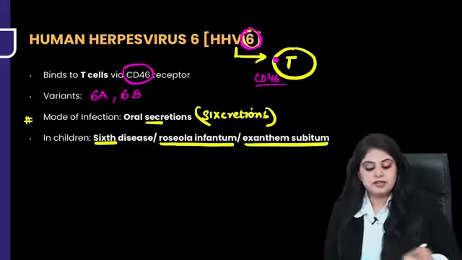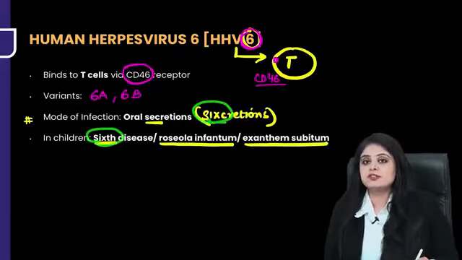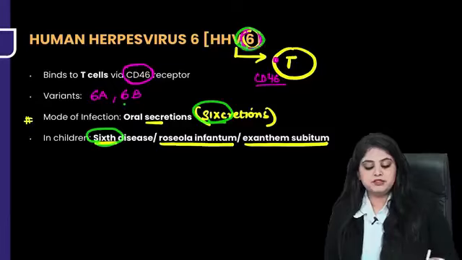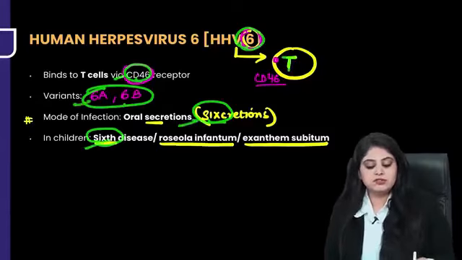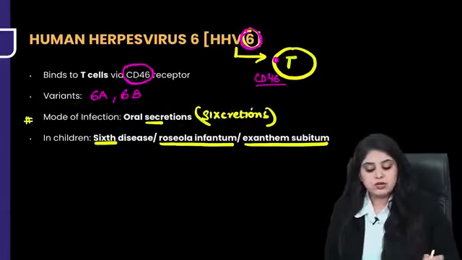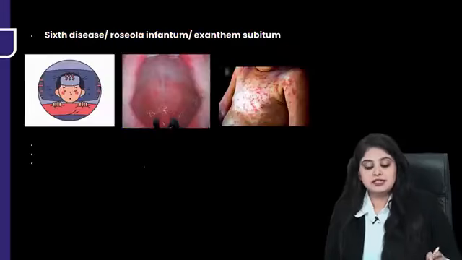I'll repeat it once again. When we talk about the 6th disease, it is transmitted by 6 secretions or secretions. It is human herpes virus 6, which has 6A and 6B. It is going to enter the T cells via CD46. Has everyone gotten okay with the 6th story over here? Now, when I talk about this 6th disease, what exactly is it?